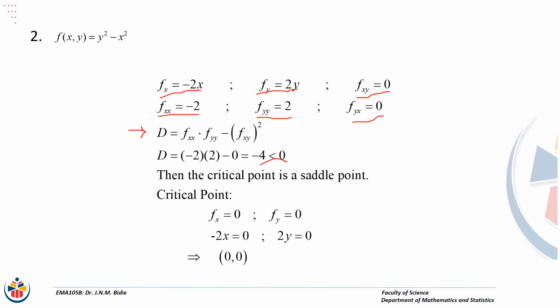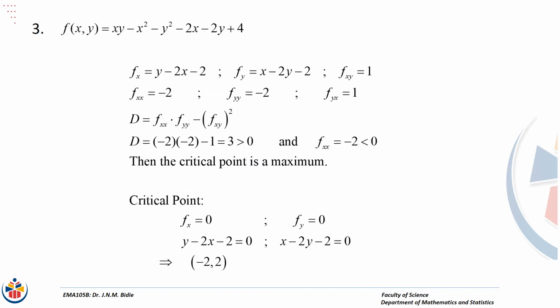Immediately we get less than 0, we know we've got a saddle point. Remember, for minimum and maximum, D must be positive. But if D is negative, then that means we've got a saddle point. Again, here the critical point, we have to find it using the first derivatives, and then we got 0, 0.